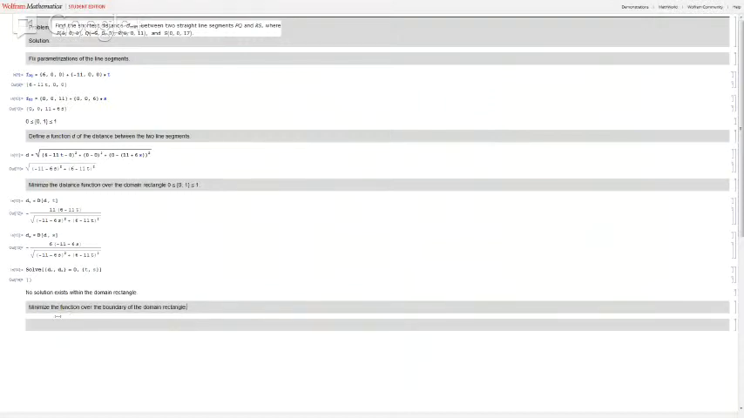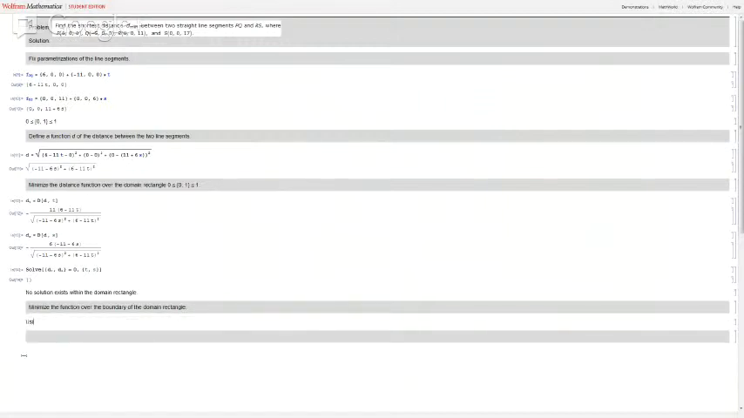So, I'm going to define some vertices of the domain rectangle using the vertices A, 0, 0, B, 1, 0, C, 1, 1, and D, 0, 1 of the domain rectangle.